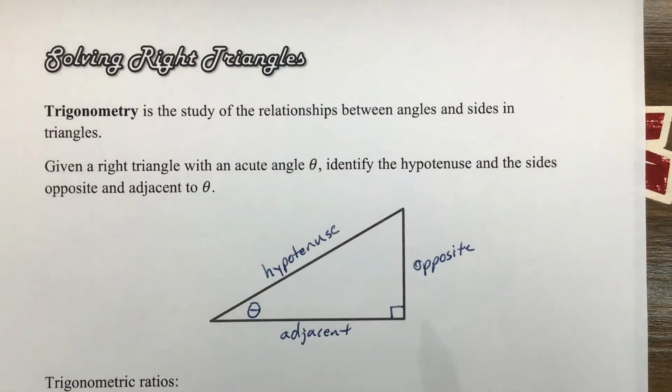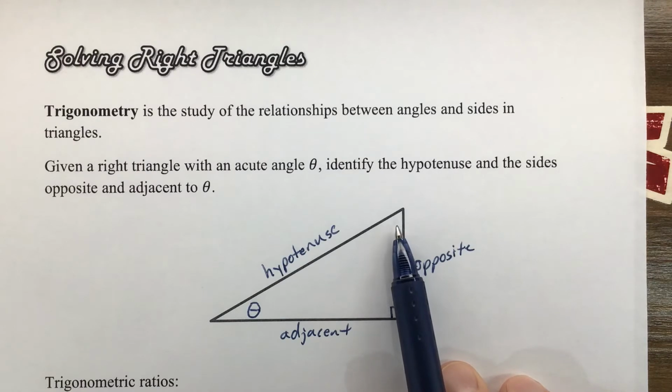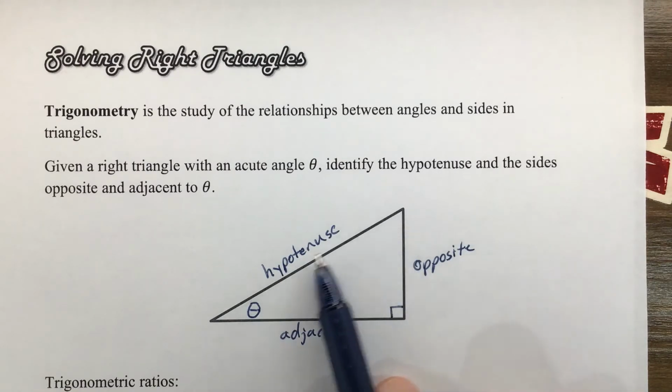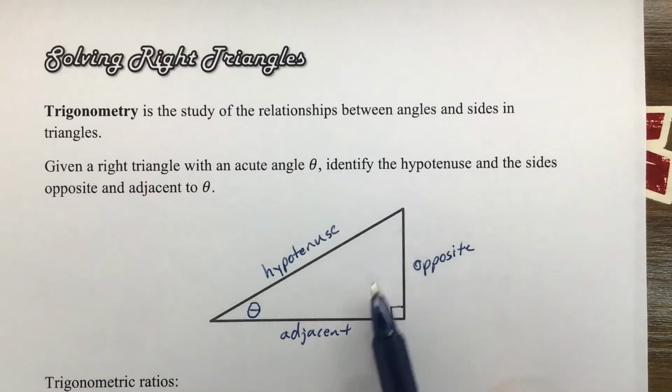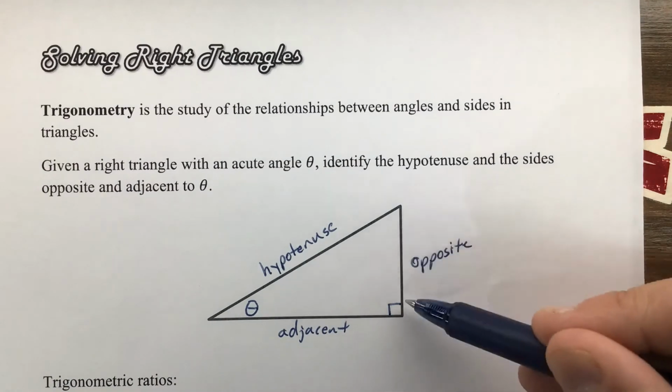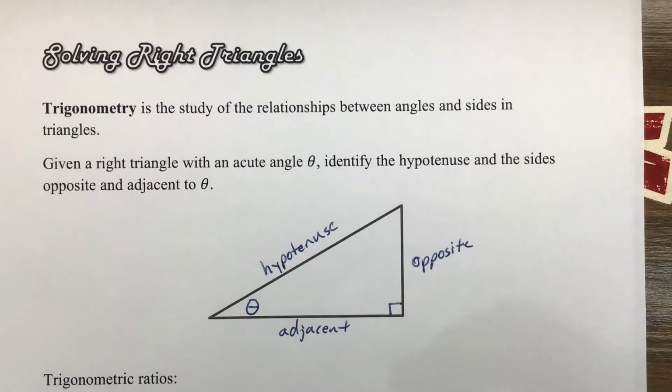Now, if we choose theta to be up at the top, if you chose theta to be here, the hypotenuse is still the hypotenuse, but that's going to make the base the opposite side, and it's going to make the height the adjacent side. So the choice of where theta is going to determine where these are at.